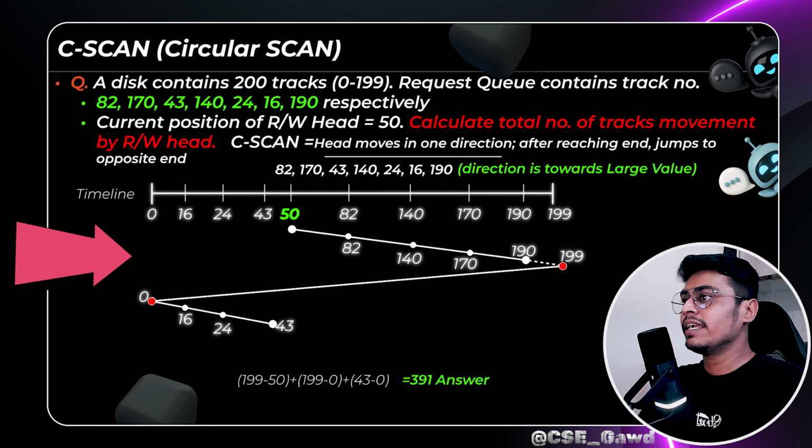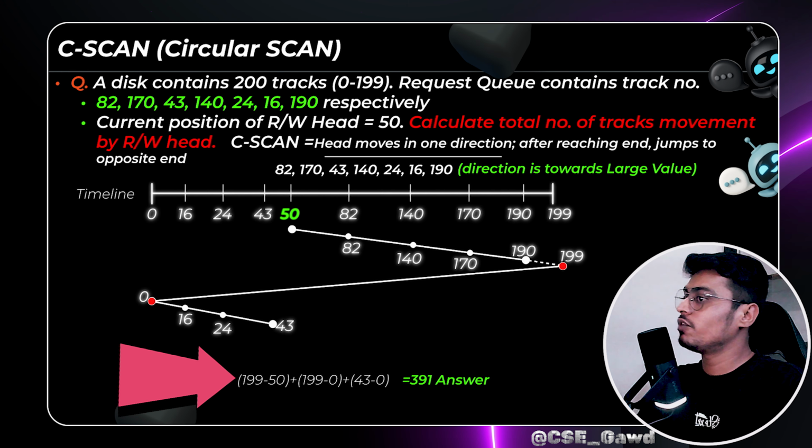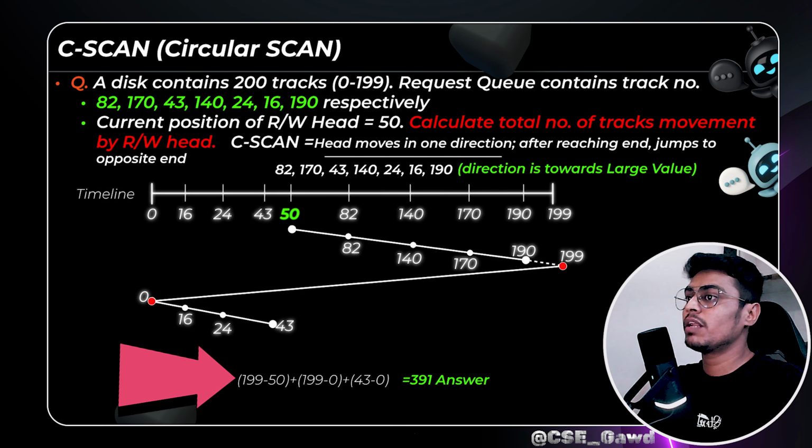The jump from 199 to 0 represents the circular nature. We do count this movement in our calculation. Total movement is 199 minus 50 plus 199 minus 0 plus 43 minus 0, which is equal to 149 plus 199 plus 43, which will be equal to 391.